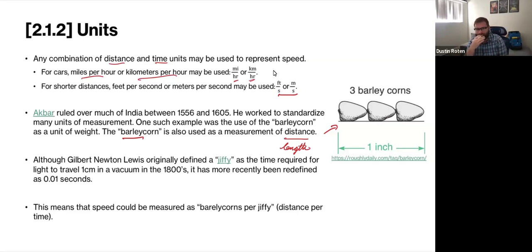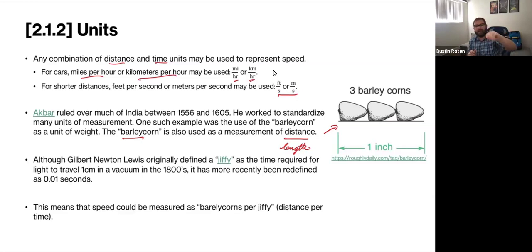In addition to something weird like the barley corn, Gilbert Newton Lewis actually defined a time length called a jiffy. I'm sure you've heard someone will be ready in a jiffy, or the food will be ready in a jiffy. That's actually a defined unit of measurement. Lewis defined it as the time required for light to travel 1 centimeter in a vacuum. That's in the 1800s.